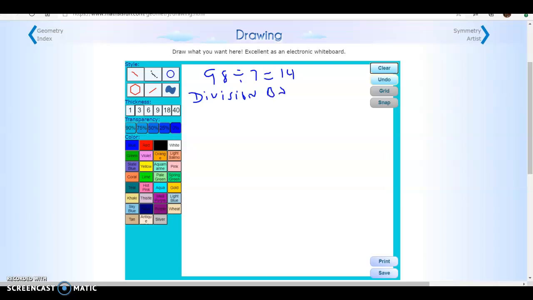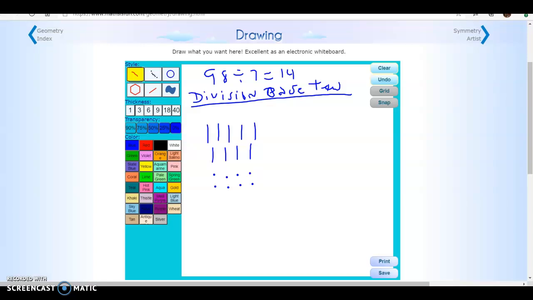All right, division base 10. So 98 divided by 7 will come down here and will represent the 9 tens that we have there. So that's 10, 20, 30, 40, 50, 60, 70, 80, 90. Okay, then there are 8 ones. So we're going to represent those 8 ones. That's 1, 2, 3, 4, 5, 6, 7, 8.